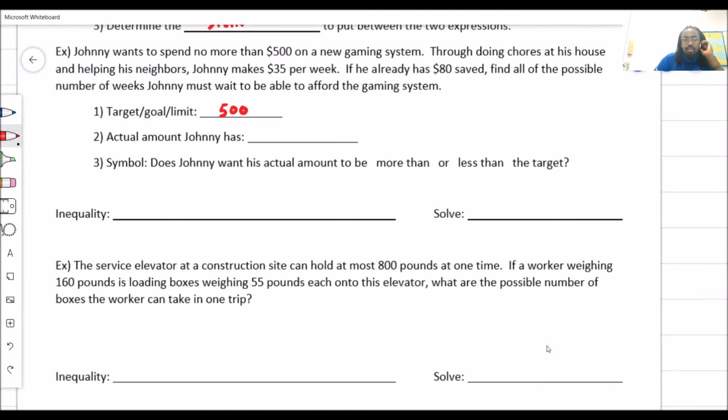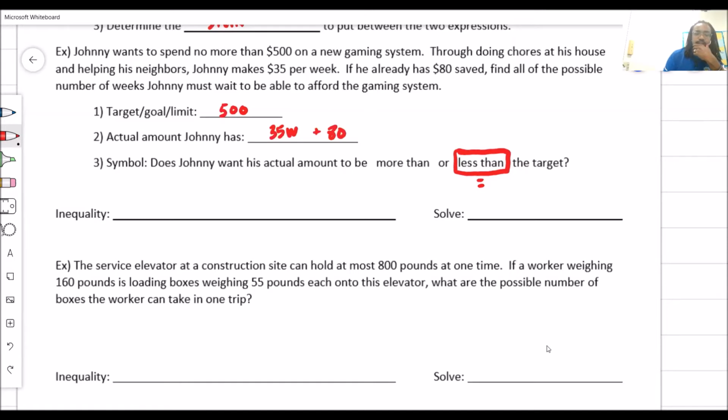And then second, it says the actual money that Johnny has. Well, Johnny already has $80, okay? But that's only part of it, right? The actual money that he'll have when we're talking about this problem is the $35 per week plus that $80 that he already has. So this is the money that he has. Okay, now we talk about the symbol. Well, Johnny doesn't want to spend more than $500, so no more than $500. So I'll say less than or equal to, because no more than means he's okay with spending $500.